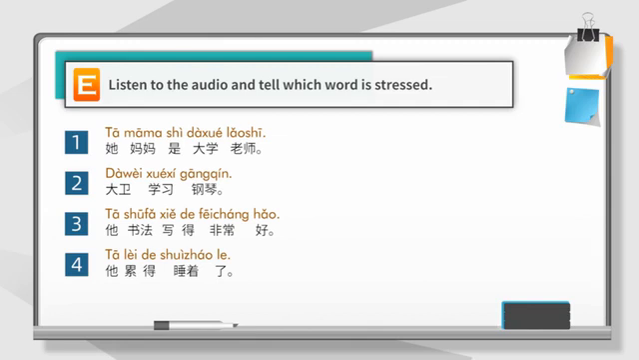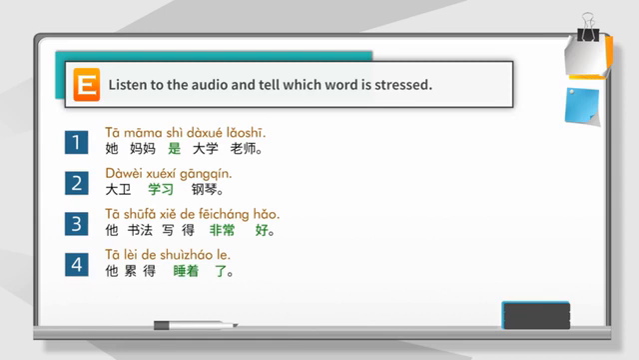1. 他妈妈是大学老师。2. 大卫学习钢琴。3. 他书法写得非常好。4. 他累得睡着了。Did you get it?